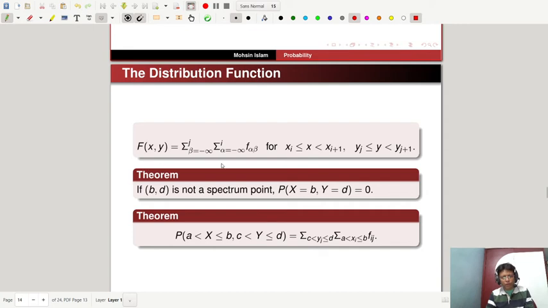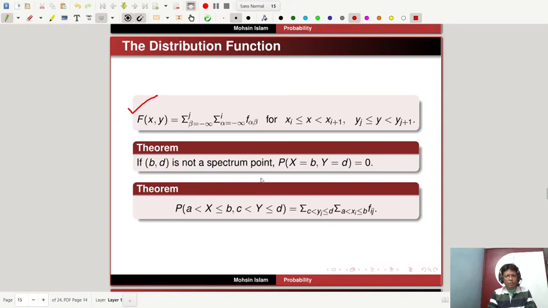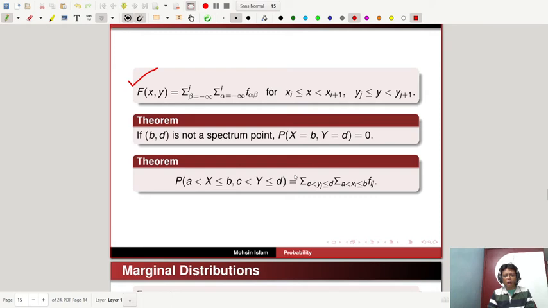And what is the distribution function? This is the definition of the distribution function for a discrete distribution. Beta runs from minus infinity to j, and alpha runs from minus infinity to i, and this is the sum of f alpha beta. And if (b, d) is not a spectrum point, then the probability will be 0. How do we calculate the probability of that rectangular region in the discrete case? It can be calculated by simply this summation. So these are the useful theorems.